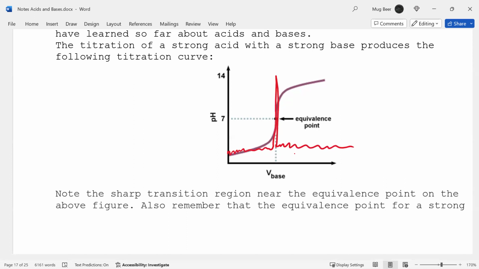So the cool thing about using the computer with this is we wouldn't have to determine where the equivalence point is. We could just let the computer give us our spike, and then we would know.